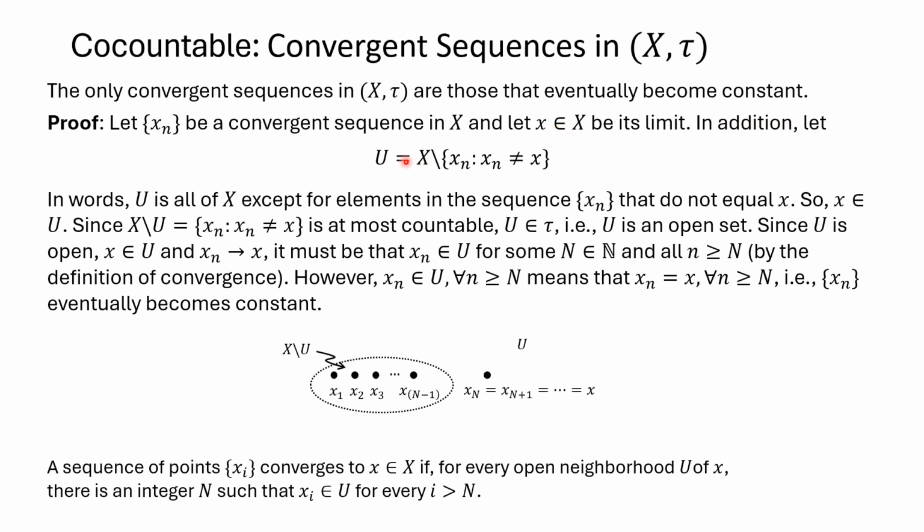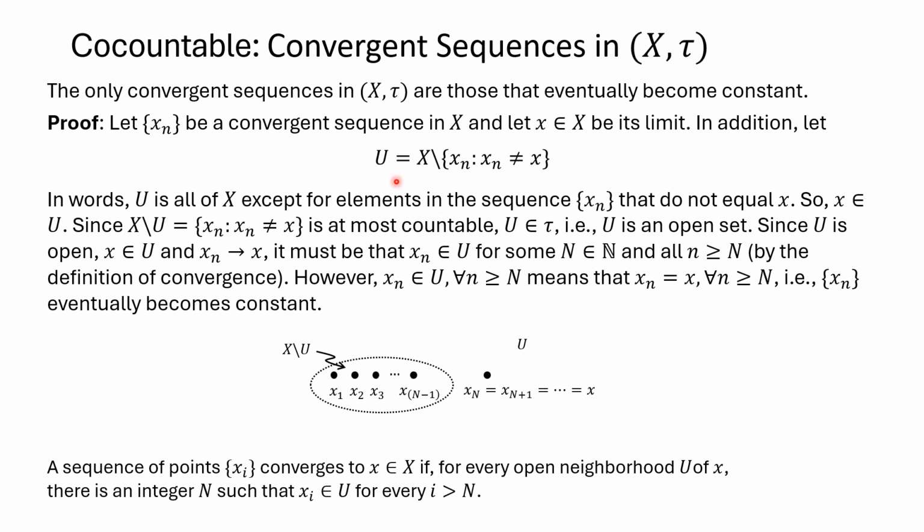In addition, let U equal X minus all the terms in the sequence that don't equal x. I have a picture here that's just a high-level concept of what we're talking about. Of course, topologies are not just two-dimensional space, so this is not an actual depiction of what's being expressed here, just an aid to help visualize.